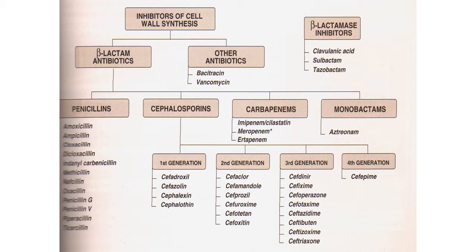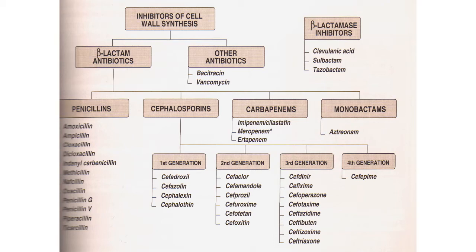While cephalosporins include four generations, according to their introduction in medical use. First generation, for example, cefadroxil, cefazolin, cefalexin, and cephalothin. The second generation includes cefaclor, cefamandole, and cefuroxime, and others. The third generation includes cefdinir, cefixime, cefoperazone, cefotaxime, and ceftriaxone. The fourth generation includes one antibiotic, which is cefepime.